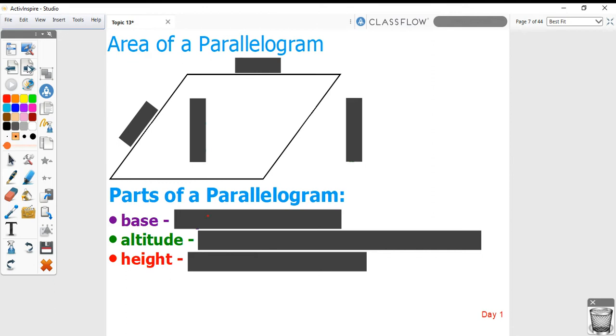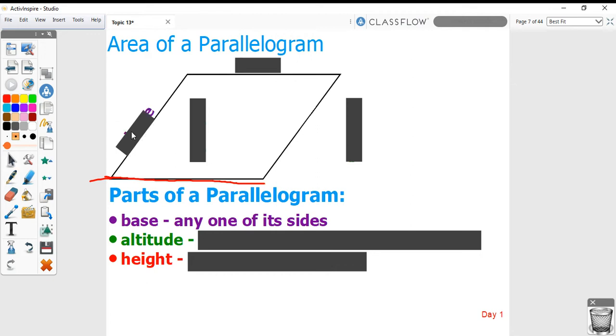On a parallelogram, the base could be referring to any of its sides. So obviously this part down here could be a base, what we usually think of as the bottom of the shape. But really, this could be a base. This one right here could be a base. Any of those sides could be considered bases, depending on what your height is.